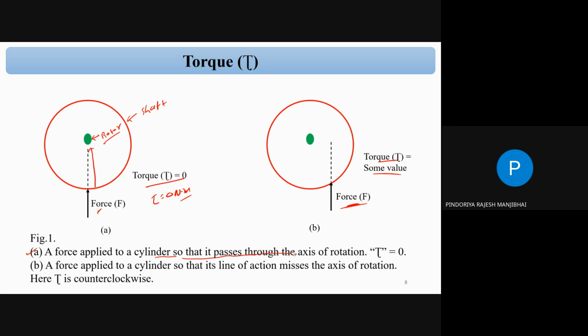You can see figure 1a: a force is applied to the cylinder so that it passes through the axis of rotation. So the torque is equal to 0. But in the second case, a force is applied to the cylinder so that the line of action misses the axis of rotation. So torque is in the counterclockwise direction. We can say clockwise or anticlockwise depends on the force. Maybe the force is positive, maybe negative. So depending on this force, torque is generated in a positive direction, otherwise the negative direction.